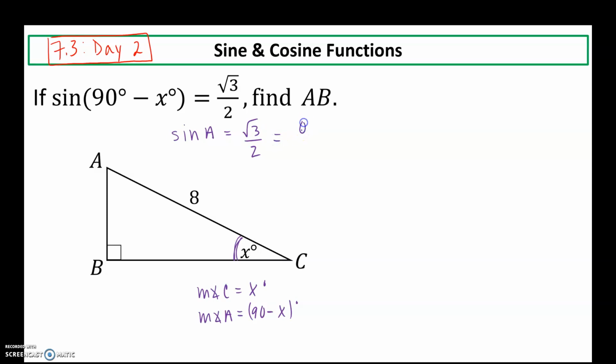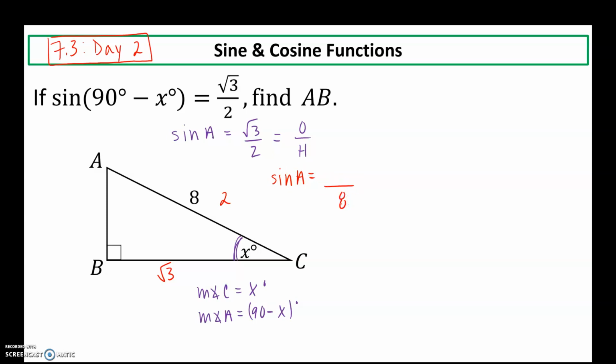My sine function is opposite over hypotenuse. So from angle A, opposite side is square root of 3. Hypotenuse is equal to 2. All right, well, in the figure, the hypotenuse is actually equal to 8. So where does that figure in?